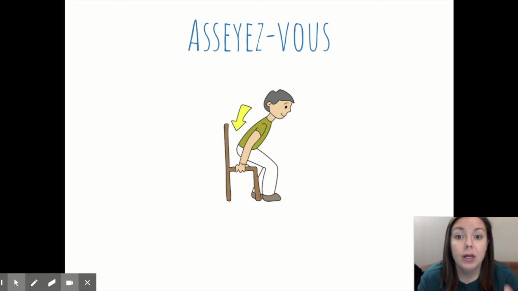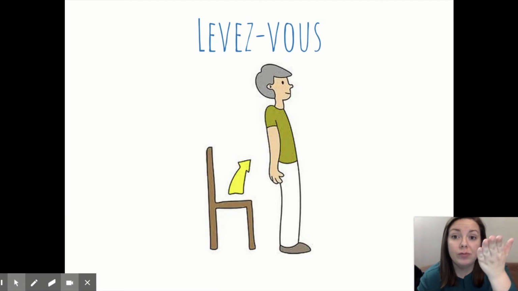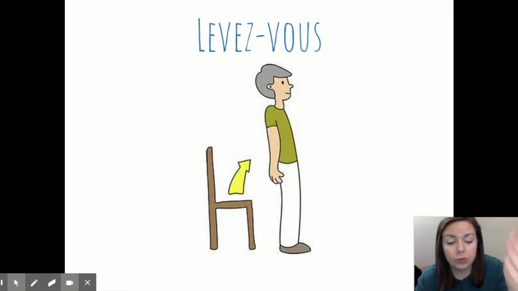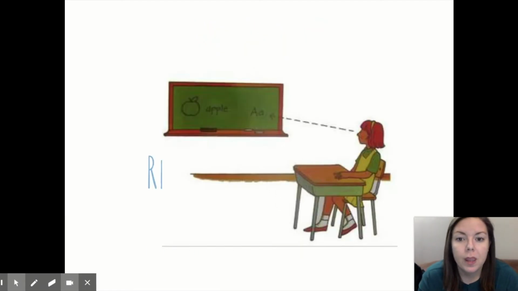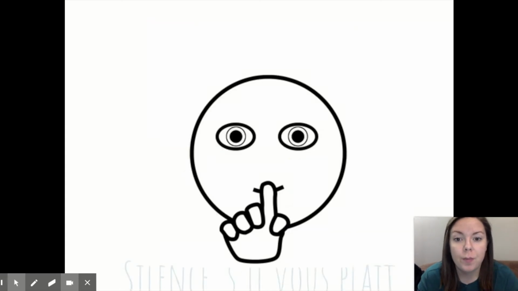Okay, pour la classe physique. So these are words and phrases, commands that are going to be specific to the in-person classroom. Asseyez-vous. Sit on down. Et le contraire, levez-vous. Remember, we had regardez l'écran, look at the screen. Now we have regardez le tableau. Regardez le tableau, look at the board.